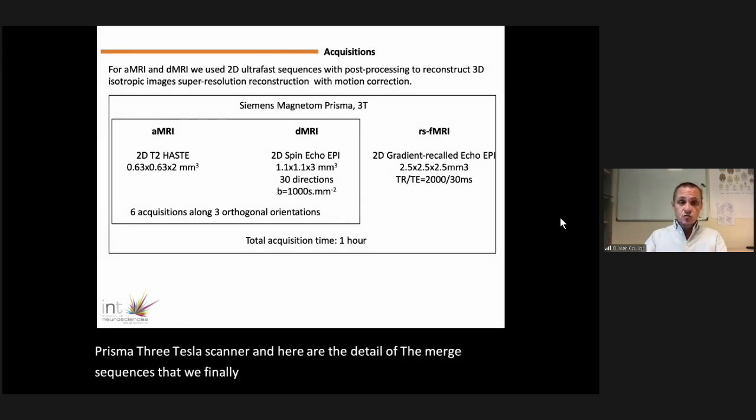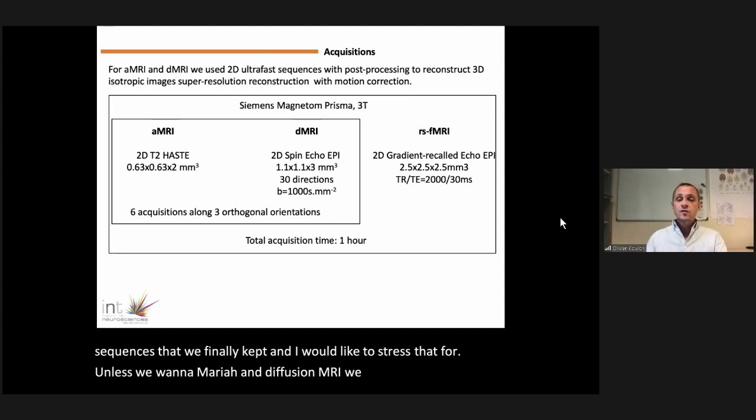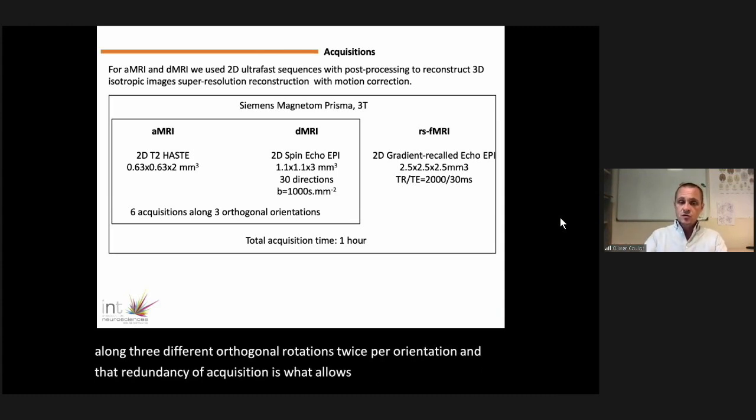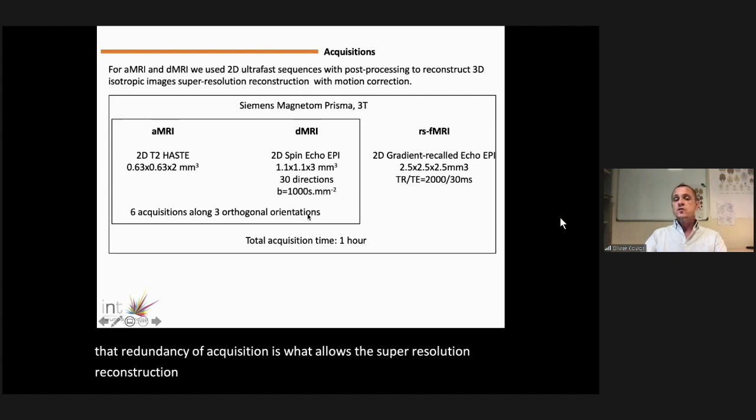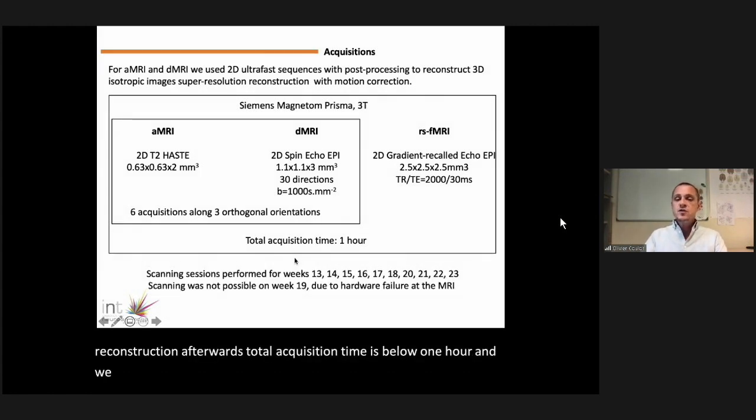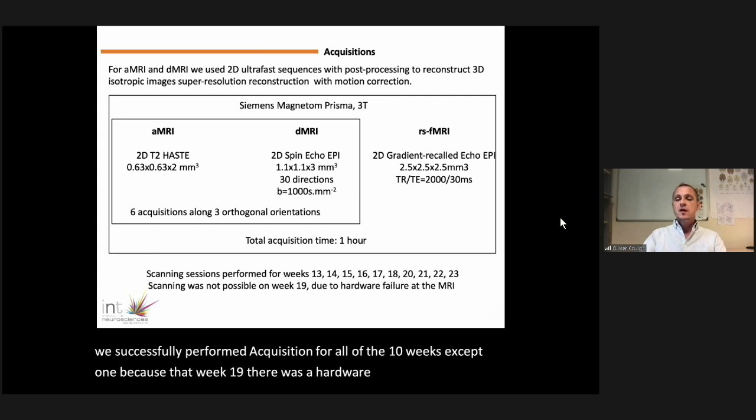And I would like to stress that for anatomical MRI and diffusion MRI, we perform acquisition along 3 different orthogonal orientations, twice per orientation. And that redundancy of acquisition is what allows the super resolution reconstruction afterwards. Our total acquisition time is below 1 hour. And we successfully performed acquisition for all of the 10 weeks, except one, because at week 19, there was a hardware failure that prevented the acquisition.